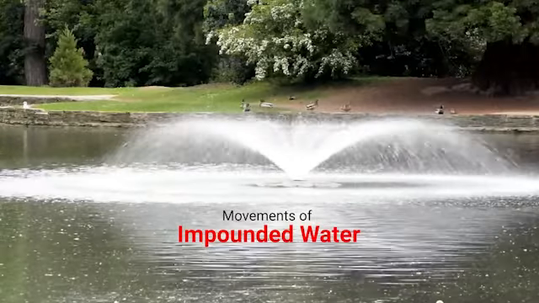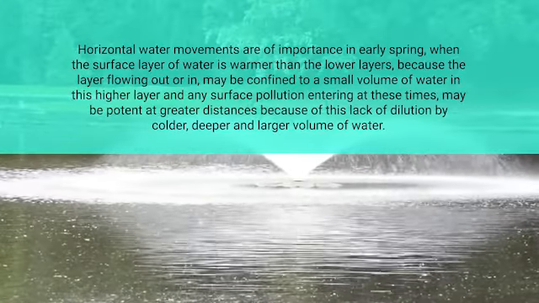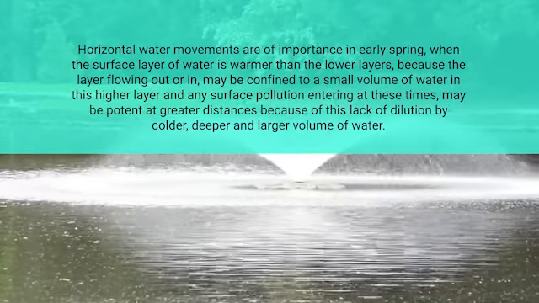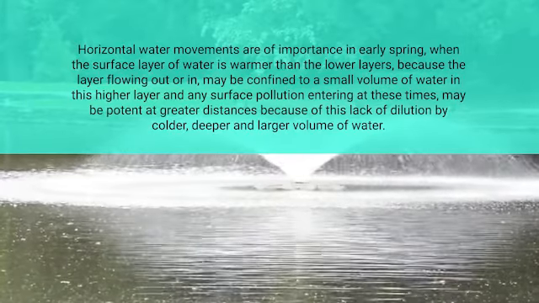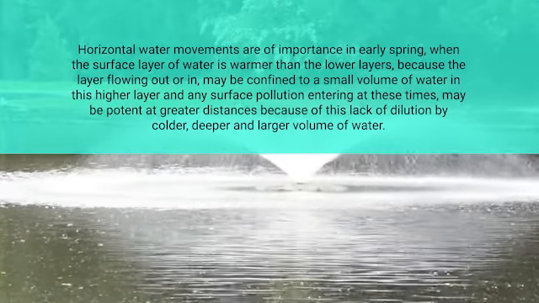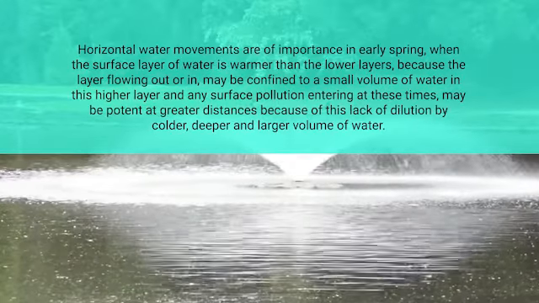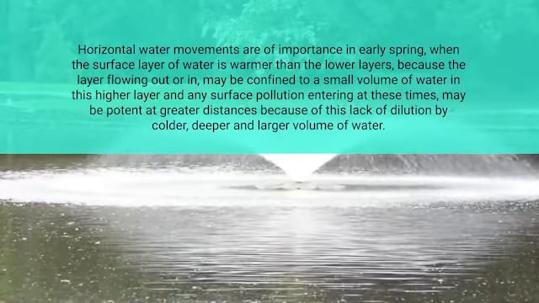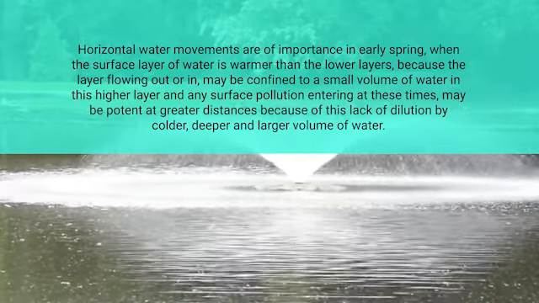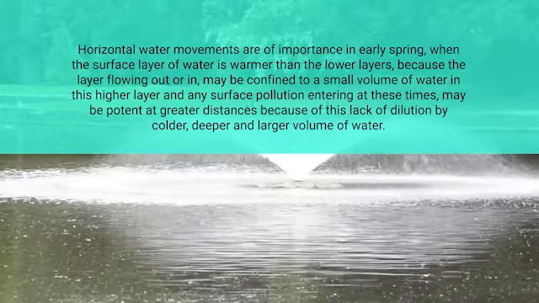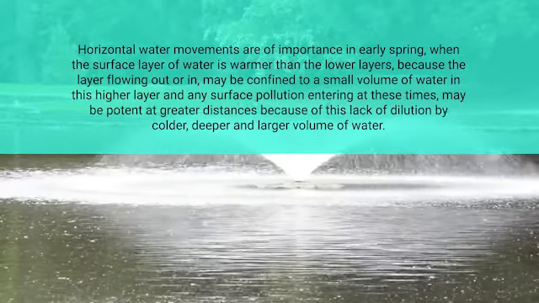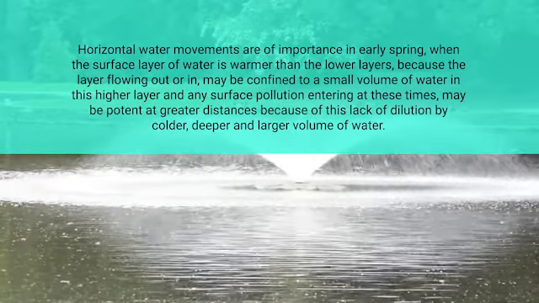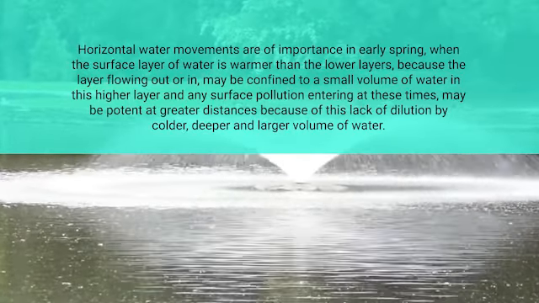Movement of impounded water. Horizontal water movements are of importance in early spring, when the surface layer of water is warmer than the lower layer. Because the layer flowing out or in may be confined to a small volume of water in this higher layer, any surface pollution entering at these times may be potent at greater distances because of this lack of dilution by colder, deeper, and larger volume of water.